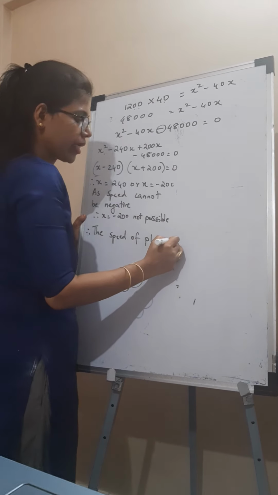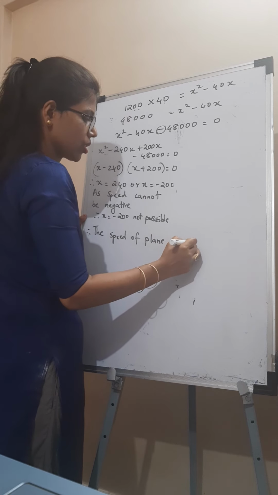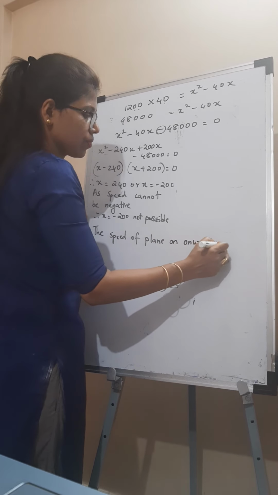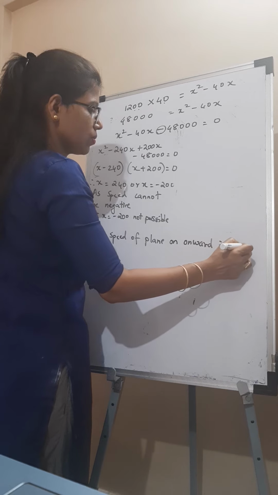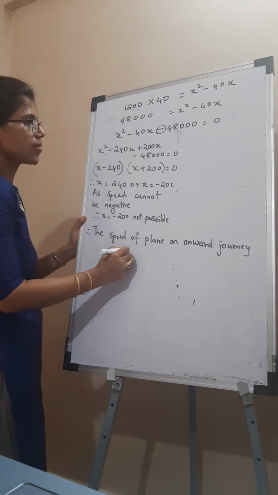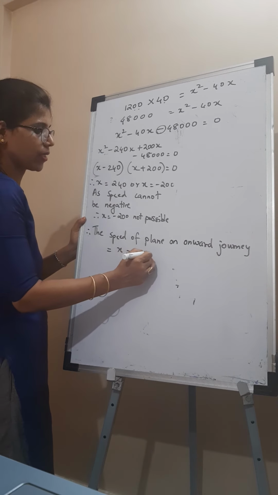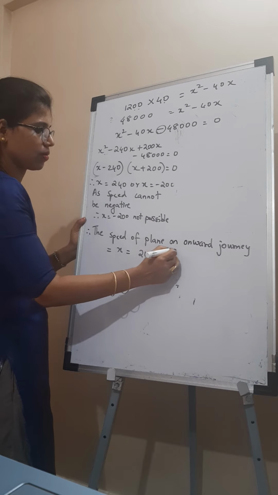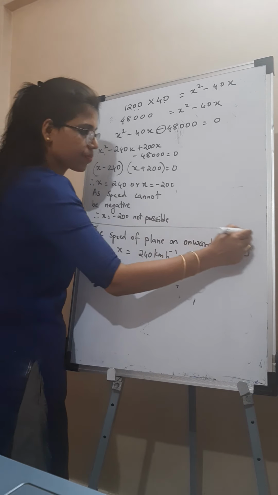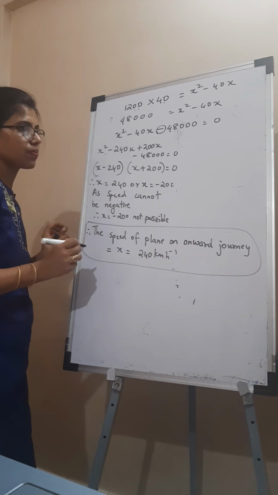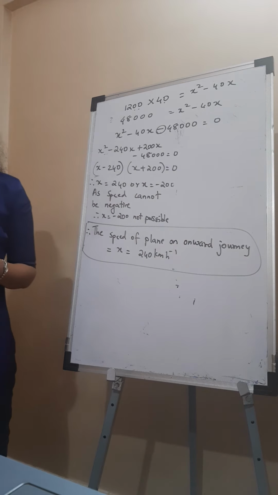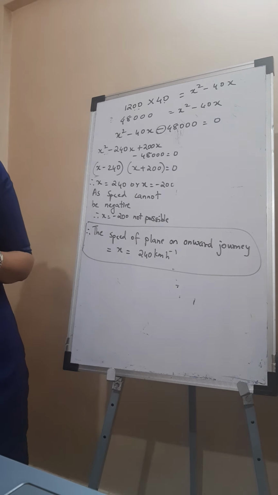The speed of the plane on the onward journey is equal to x, which is equal to 240 kilometers per hour. So this is your answer. Put it in the box. Fine. Now we go to the next question.